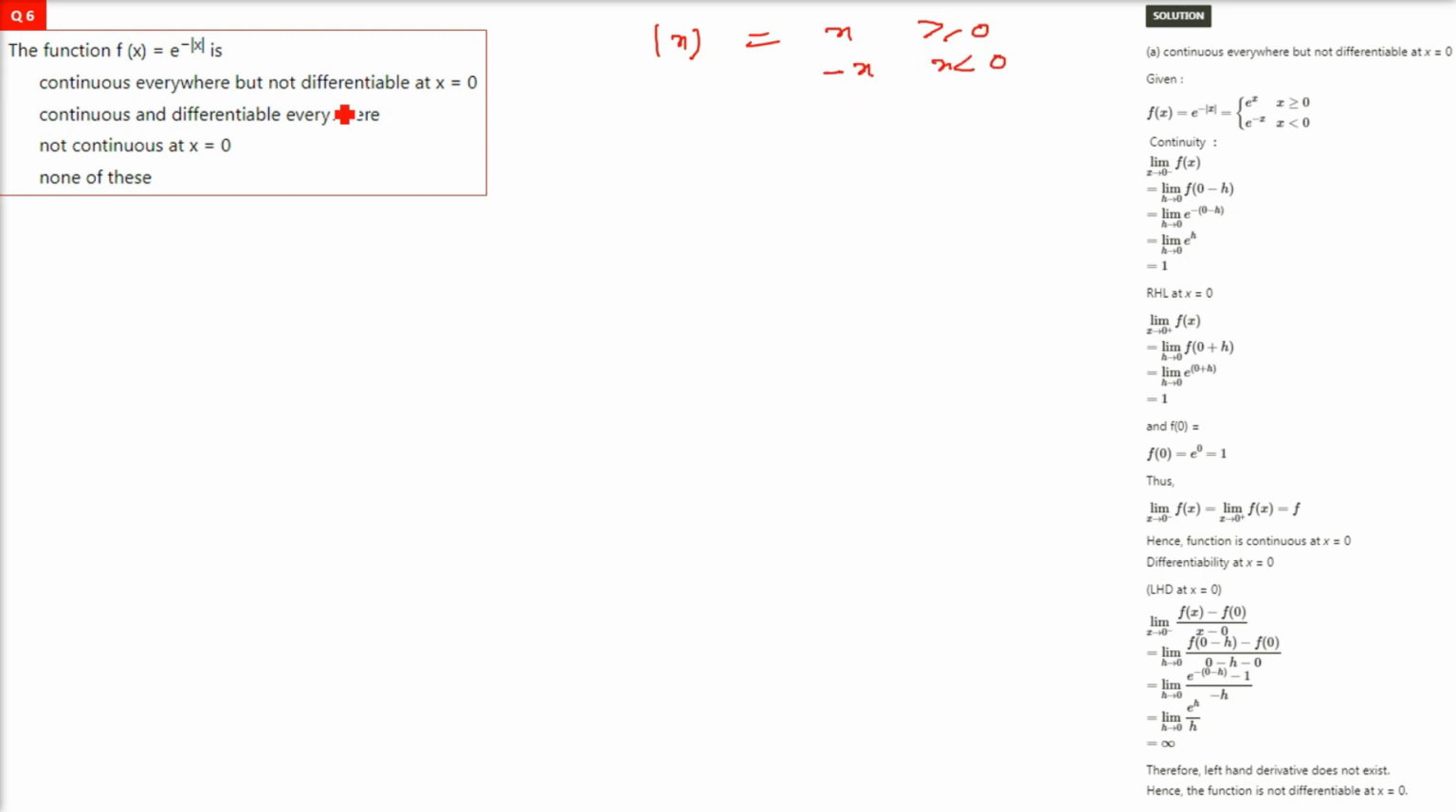So modulus x is x when x is greater than or equal to 0. It is negative x when x is less than 0. By now you might have mugged it up. You have been fed with this modulus x number of times. So when x is greater than or equal to 0, replace modulus x by just x. So it will be e raised to the power minus x. When x is less than 0, you have to replace modulus x by negative x. So it will be e raised to the power minus of minus x. So you get, for x greater than or equal to 0, e raised to the power minus x, and for x less than 0, e raised to x.